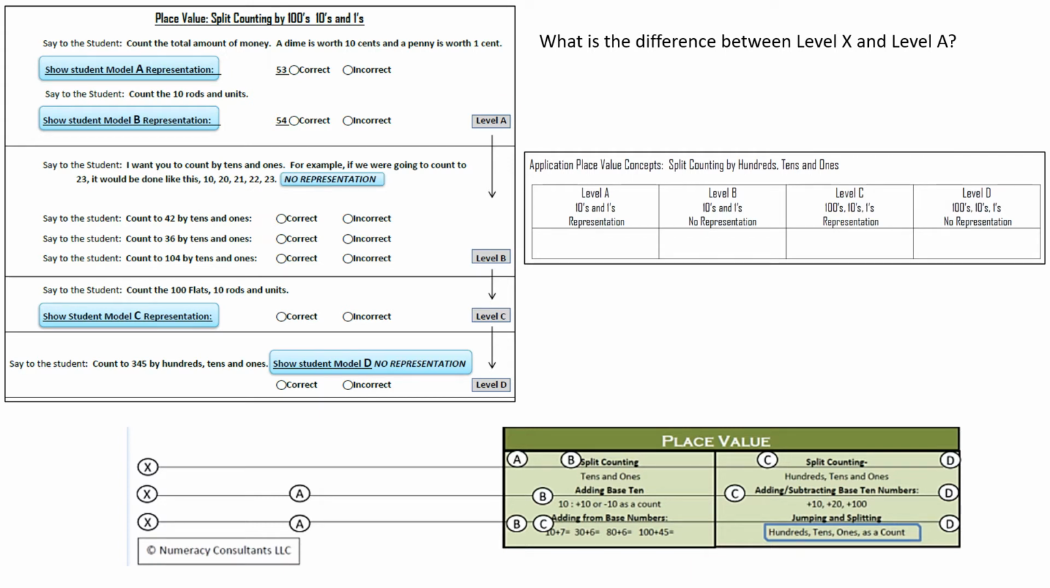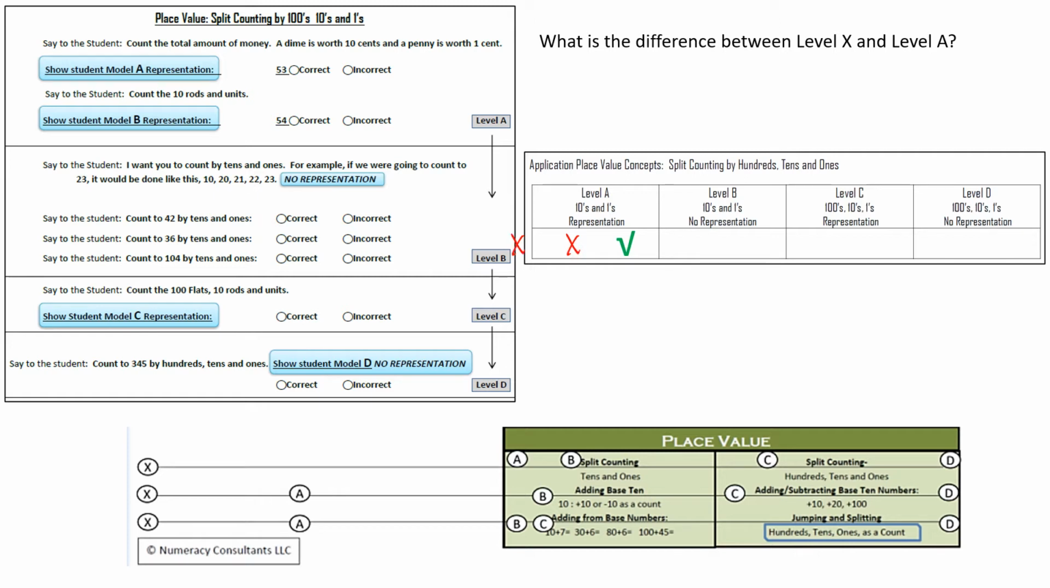We want to say a task. Could they count by tens and ones with a representation, yes or no? So if they could do that, yes, that would mean that they were able to do it. So we're going to take a look at the difference between level X and level A. Now say a student is not able to count by ones and tens with a representation. You would go ahead and give them an X right there.